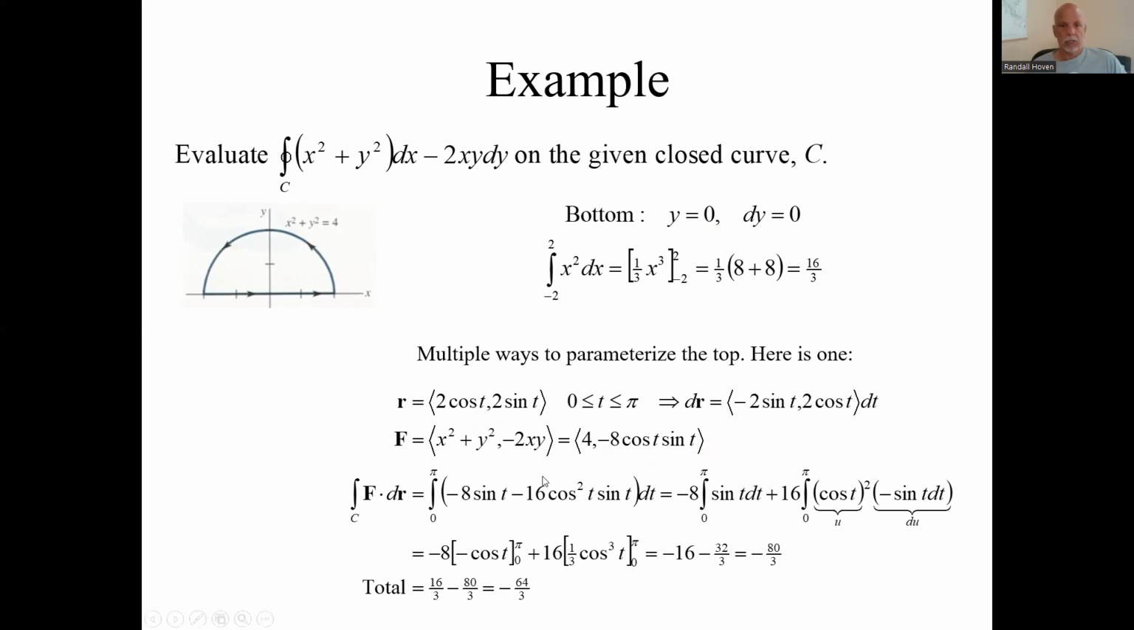Take their dot product, I get this. And it might look a little, you don't really need a table for this thing because you can treat cosine t like u, and then du is minus sine t. You can do it without tables. But anyway, this is the important part. There it is. At this point, you're just taking an integral. You did the hard work of the work integral.